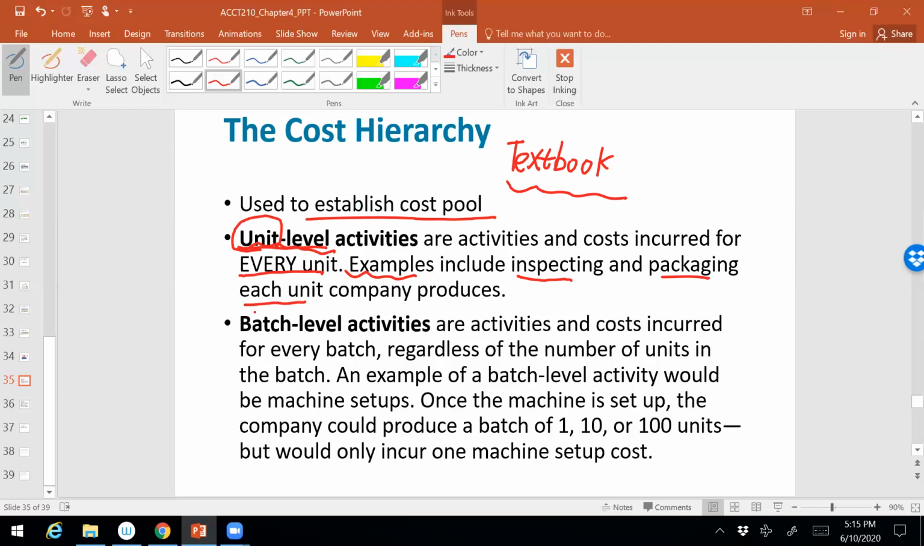Second level is batch level. You kind of got the idea, right? So it's related with each batch. You ask me, what's the meaning of batch? There is a very good example. It's the machine setup. So when you set up the machine, you can produce a batch of 1 or 10 or 100 units, right? But they are all incurred for 1 machine setup cost. They are all called batch level activity. So for machine setup, it's the batch level. For inspecting and packing, that's unit level. Got the idea? I hope you get the idea.